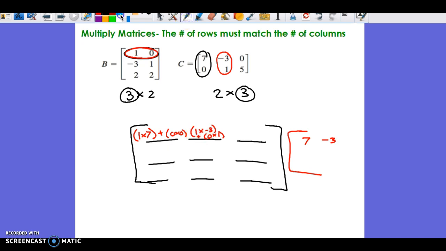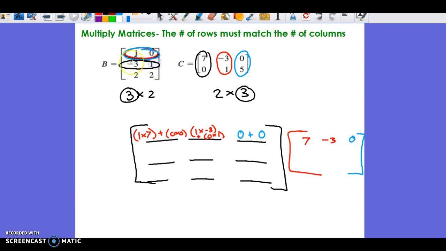Then I'm going to take row 1 times column 3. So we're going to have 1 times 0, which is 0, plus 0 times 5, which is 0. So we're going to have 0 in this space. And you just keep going through and doing that. So start all over again.